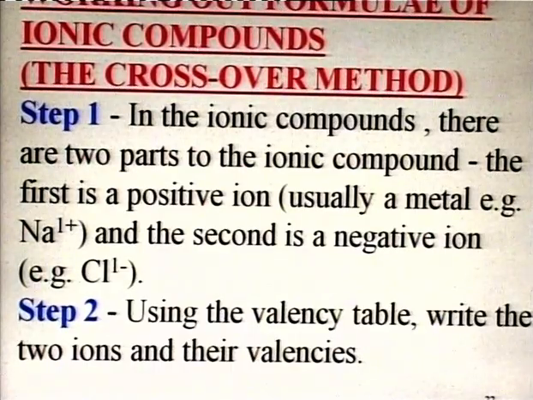Now, next is working out the formulae of ionic compounds, that is the crossover method. You know the formula of common salt, sodium chloride, is NaCl. So, what does the formula tell us? Qualitatively, the chemical formula tells us the name of the compound. If it is written NaCl, then you will understand that it is sodium chloride.